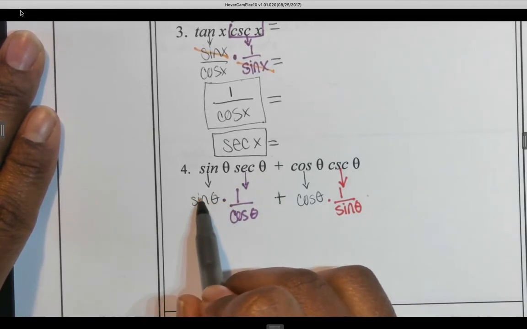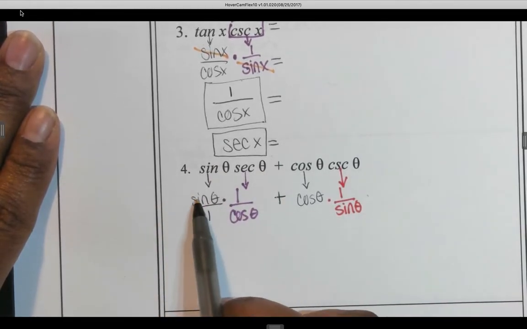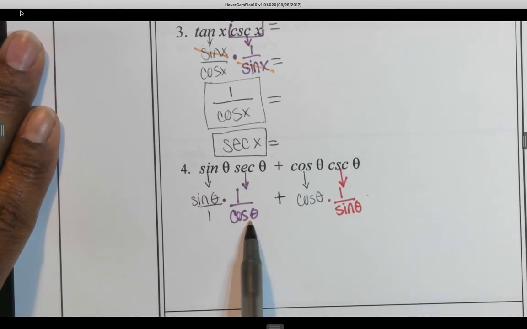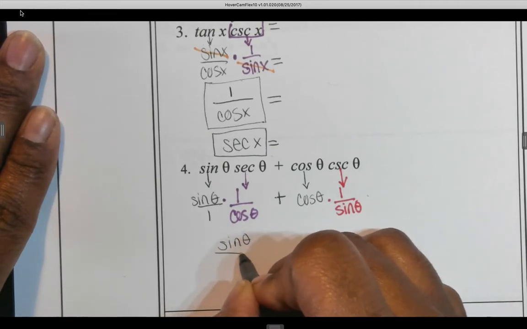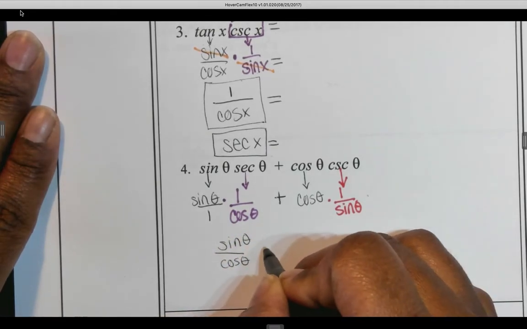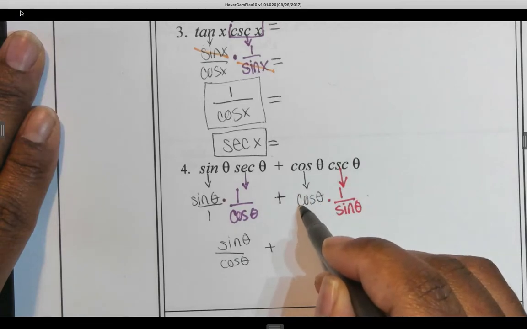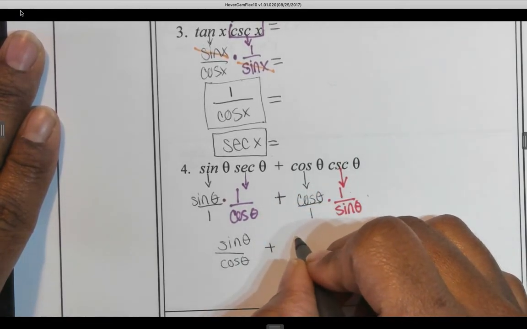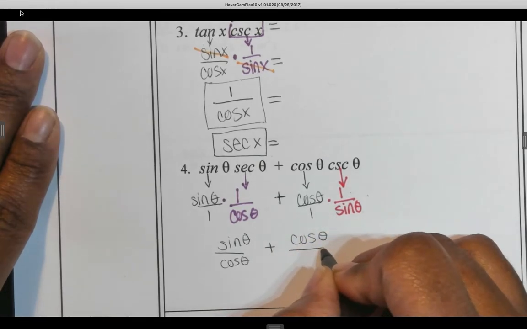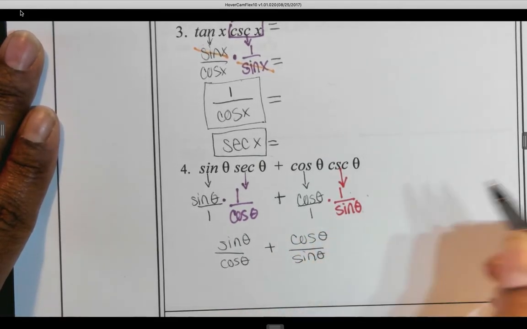So now I can say, okay, sine, this is like sine over 1. Sine times 1 over 1 times cosine. So sine theta over cos theta. Plus, same thing here. This is like cosine over 1. So cosine times 1 over 1 times sine. Cos theta over sine theta.